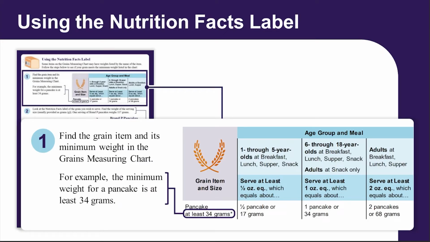The first step on page 5 is the same as the first step on page 1. Find the grain item and its minimum weight in the grains measuring chart. Note that on page 5, the example we are using here is pancakes. So we look at the rows that say pancakes and find the minimum weight of at least 34 grams.